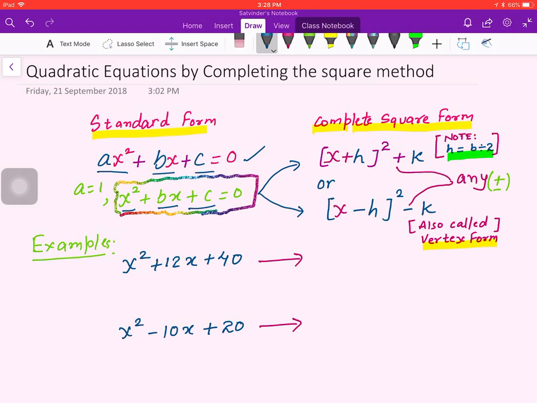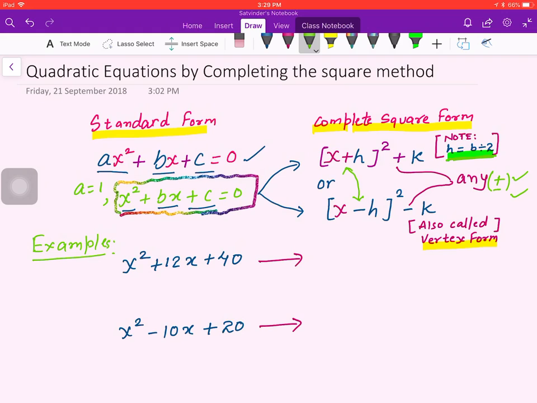You should know: x plus h whole square plus k, or x minus h whole square minus k. These plus and minus signs can interchange; in some cases it's positive and negative. Similarly with the k, any number can be positive or negative. So remember how to get h: h equals half of b. You should know this way how to get h, but remember a should be 1.